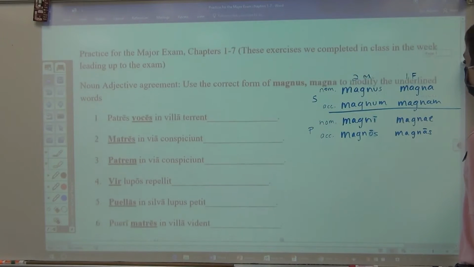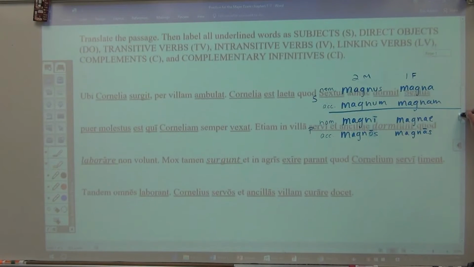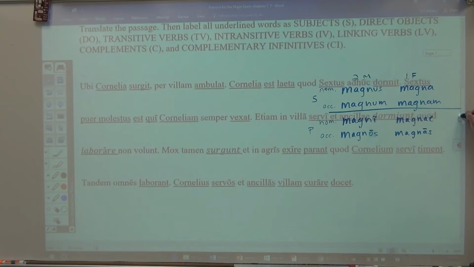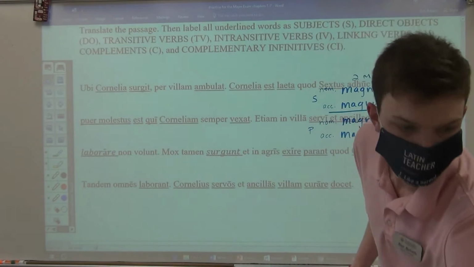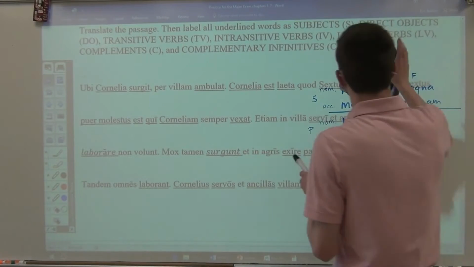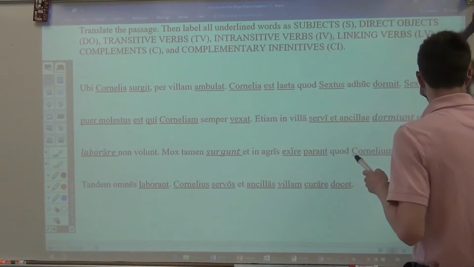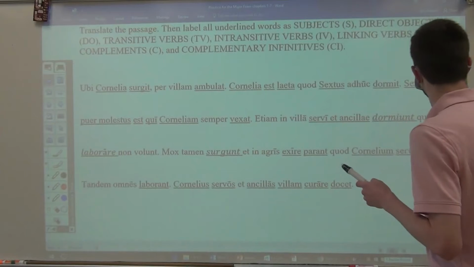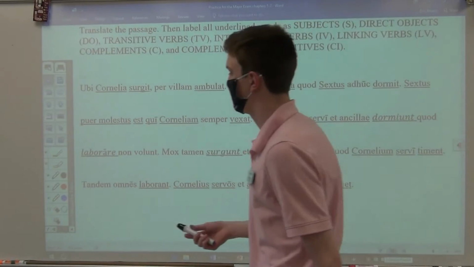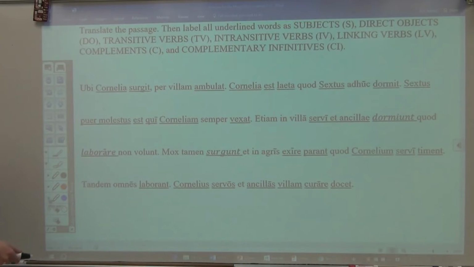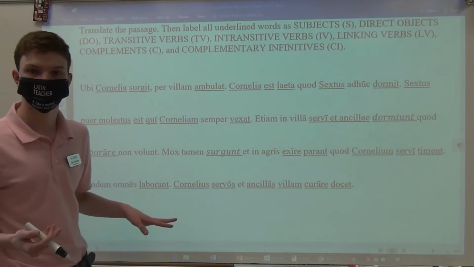Going over a passage that we're going to translate and also identify what is what. Make sure you are translating at home, because if you are not translating, what's the point? I'm just telling you the answer. You need to know why this is what.